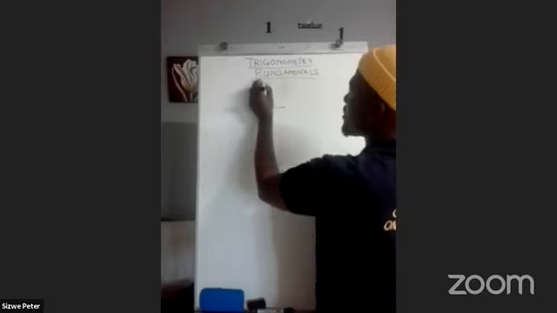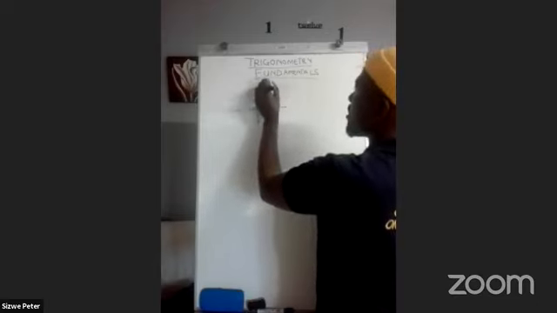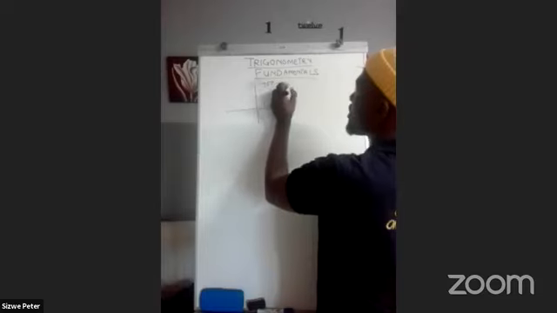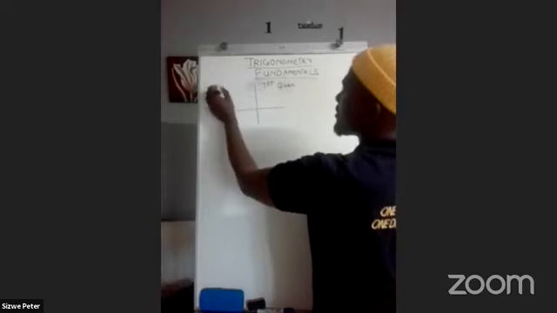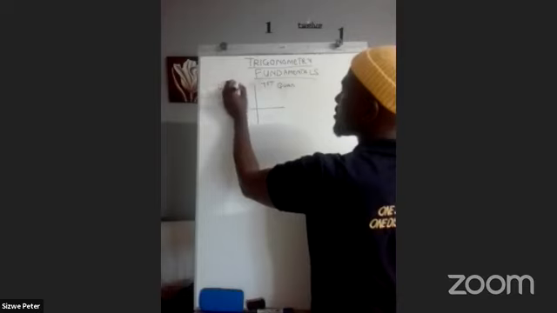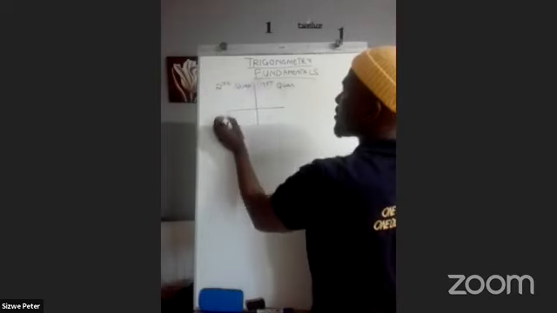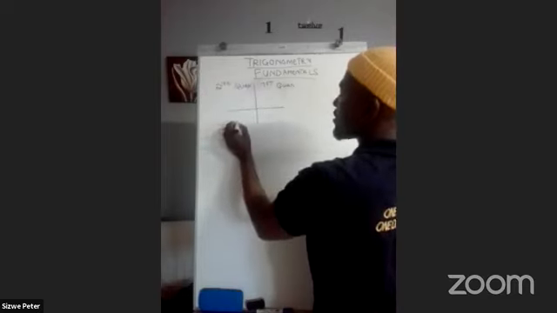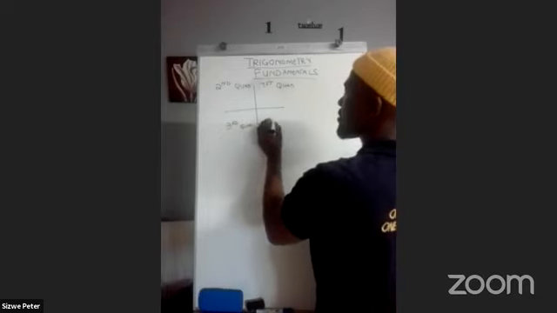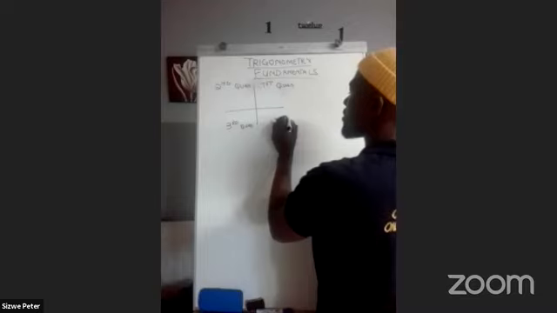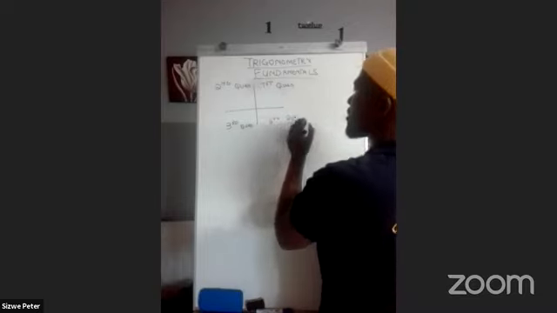this is the first quadrant. I would assume that you know this is the first quad. This is the second quad. This is the third quad. This is the fourth quad. Okay.